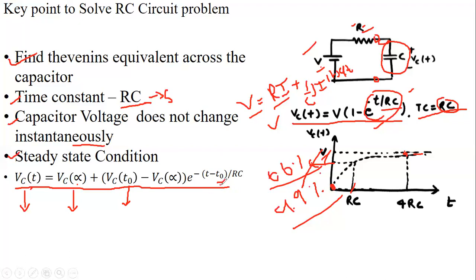Okay, if the switching is done at t equal to 0, then t naught becomes 0. So the same equation can be found using this formula. See, at infinite time the capacitor is charged to the maximum value, so VC(infinity) is V. t naught is 0 and VC(0): initially the capacitor works as a short circuit with no initial voltage, so VC(0) is 0. This term is 0, so this is equivalent to V times (1 minus e to the power minus t upon RC). So the same equation can be obtained with the help of this formula.